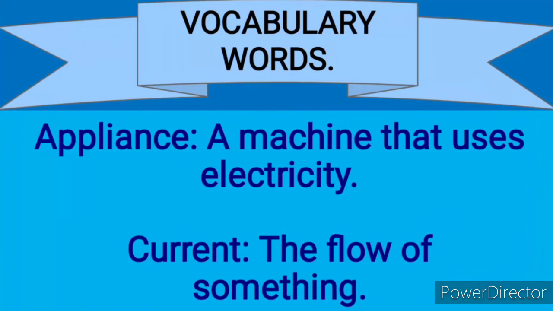Now, let's learn some vocabulary words. The first one is appliance and the next is current. Say appliance. An appliance is a machine that uses electricity. And we have various appliances at home. Your refrigerator, your fridge, ceiling fan, your radio, television, you can name them, so on and so forth. They are all appliances and they need electricity to work.